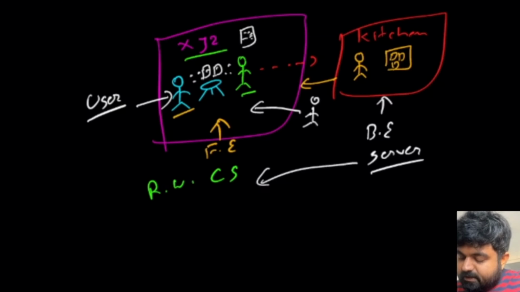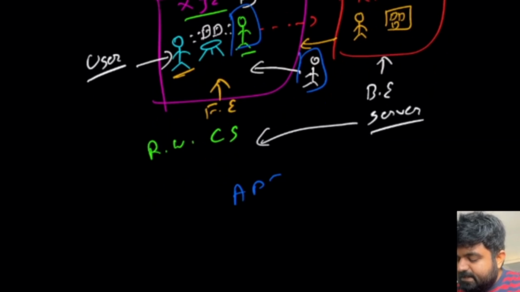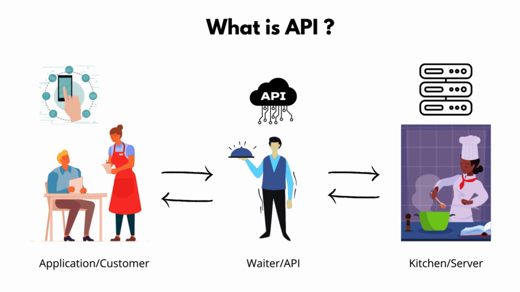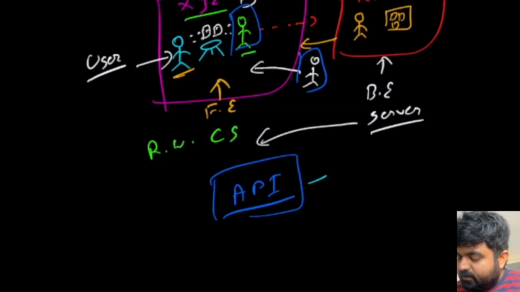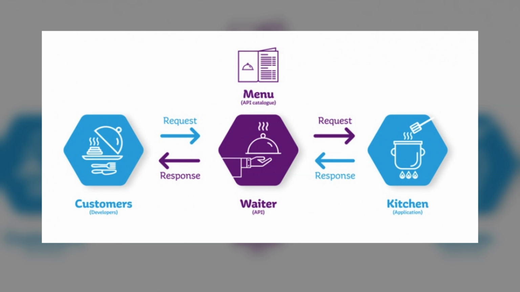Now in this case, the user does not communicate directly with the kitchen. The user communicates with the kitchen through the help of these waiters, and these waiters would be considered as APIs for our computer system. That's it. This is what an API is, and this is what an API does. It is simply there to facilitate communication between a user or any particular system and the backend of our system.